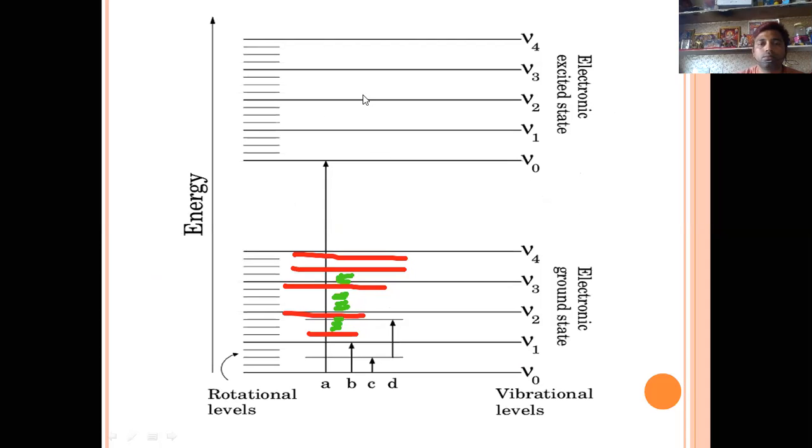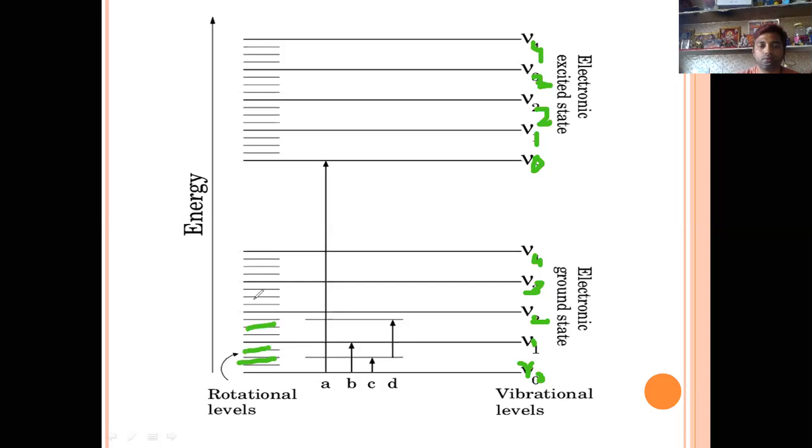We can see here, the electronic ground state and electronic excited state. In the same way, when the molecule absorbs IR radiation, we have vibrational levels, V naught, 1, 2, 3, for the ground state, and the excited one also has the same. And in between we have rotational levels. So vibrational states as well as rotational states change when the molecule absorbs IR radiation.